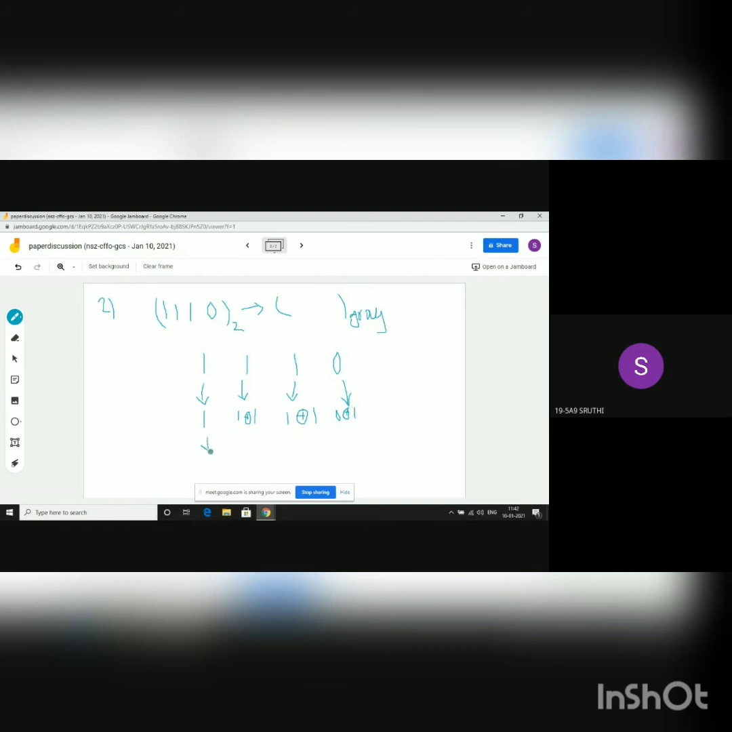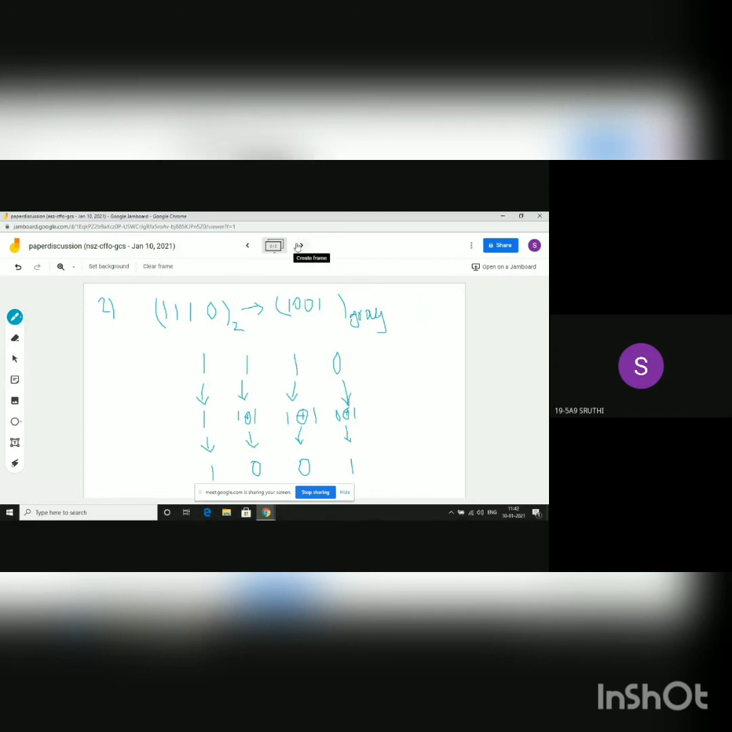So our final gray code is 1. 1 XOR 1, two similar inputs, so the output is 0. Two similar inputs, the output is 0. That is 1 XOR 1 is 0. Two different inputs, the output is 1. So our final gray code is 1, 0, 0, and 1.